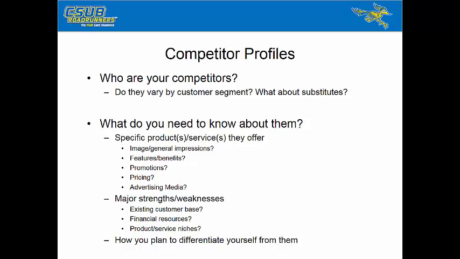As far as major strengths and weaknesses are concerned, a lot of times the strength of your competitors is going to be an existing customer base. Since all of you are just starting your businesses right now, the competition is already established and already has a customer base. So that's one thing that's a strength for them. Usually they have better financial resources than new startups do, and they may have particular strength in certain product or service niches.